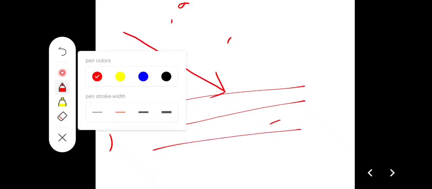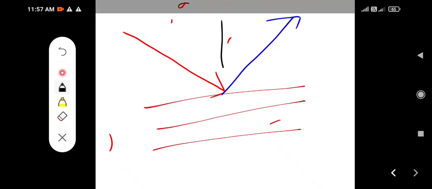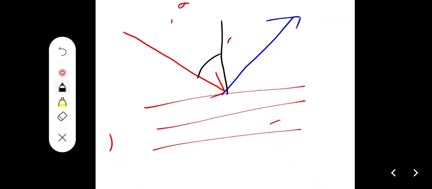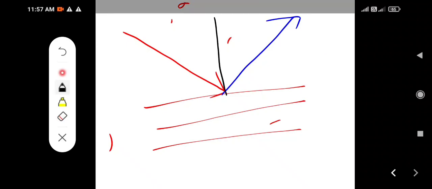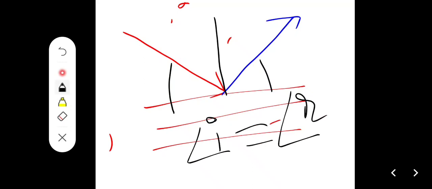Bragg equation means there should be a crystal, the incident ray comes, and the reflected beam goes. Their bond angle is this and this. The incident angle and reflected angle should be equal.